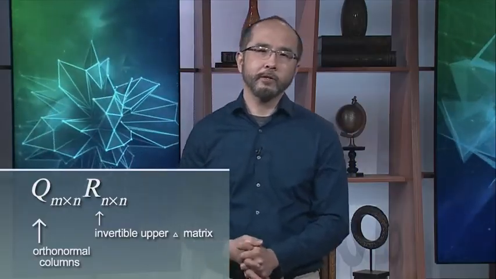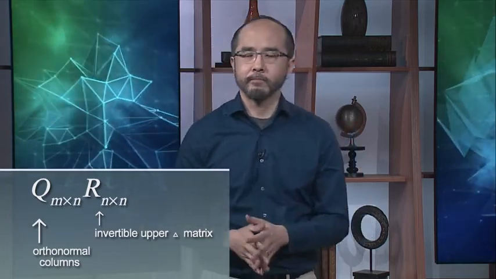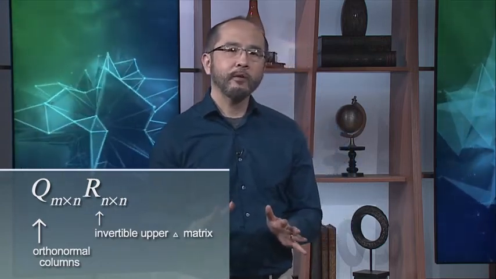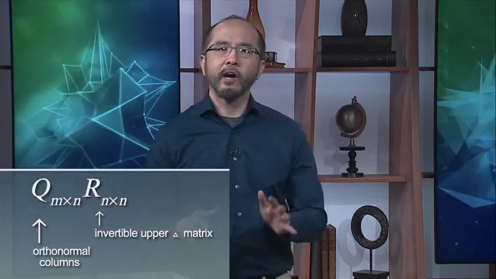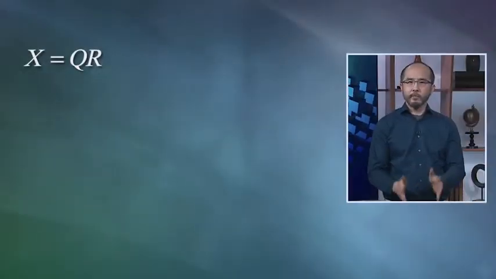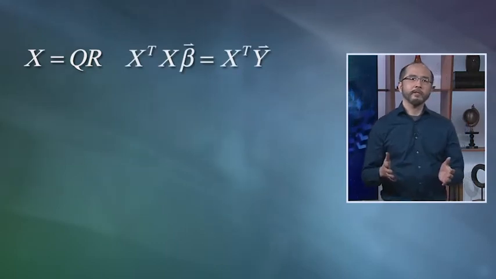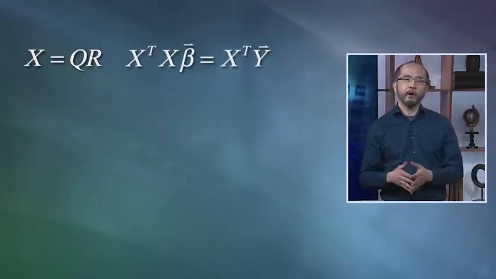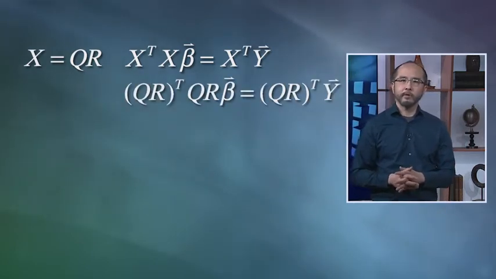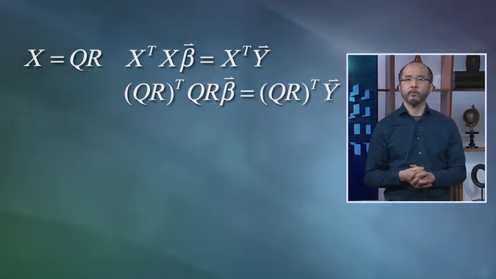Recall from that earlier lecture that an m by n matrix with linearly independent columns can be factored as q times r, where q is m by n with orthonormal columns, and r is upper triangular and invertible. So let's suppose x equals q times r. Then take the normal equations and rewrite them substituting qr for x. You'll get the quantity QR transpose times QR times beta equals QR transpose times the vector y.